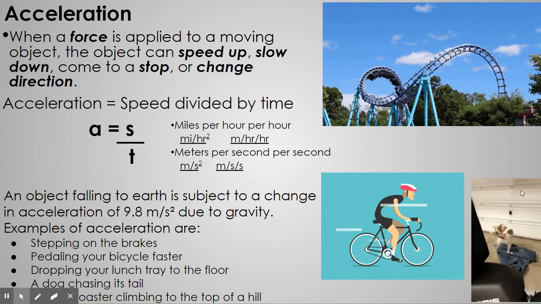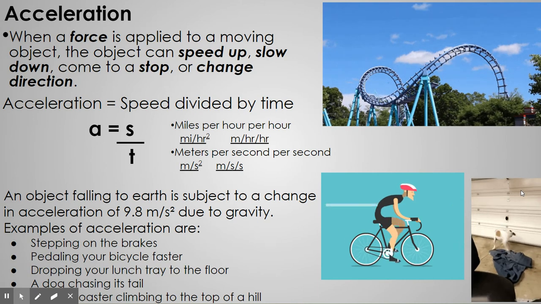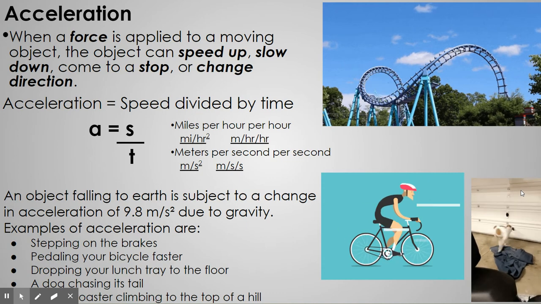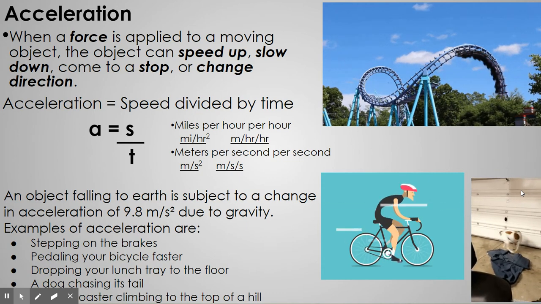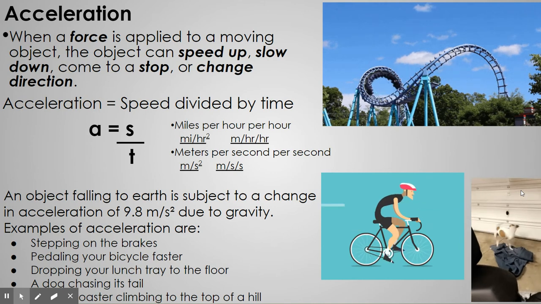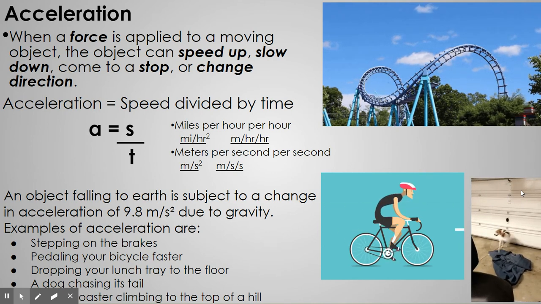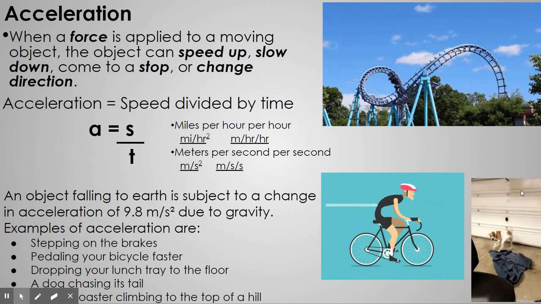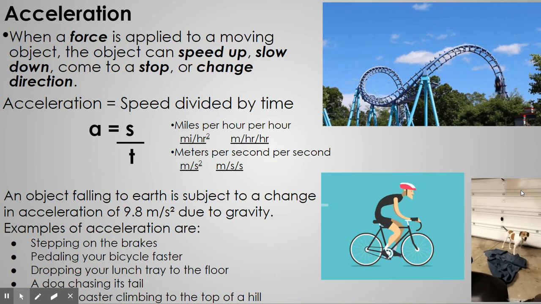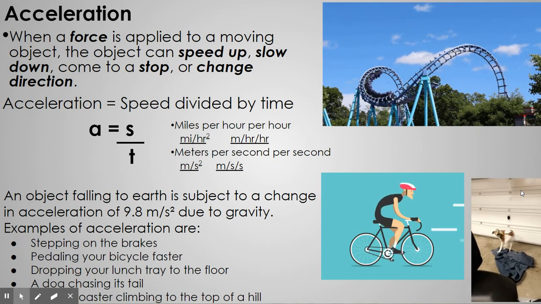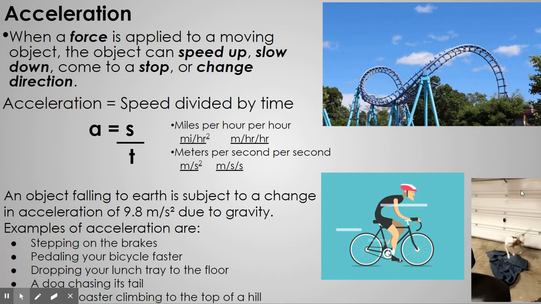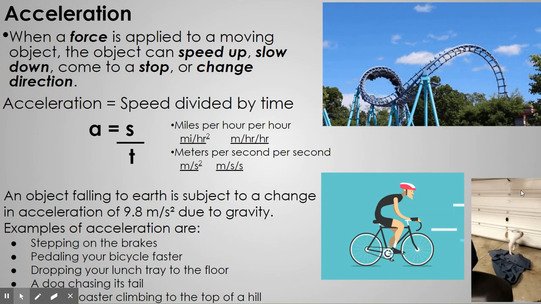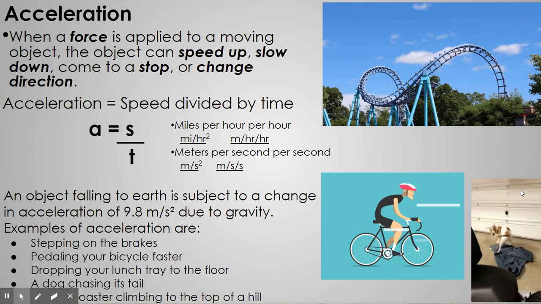Okay, now the formula you can put on your paper is speed, distance divided by time again, because first you would find the speed and then you would divide that by the time you were finding the speed to see how the speed changed, because acceleration is a change. But you're never going to be asked to calculate that in our class, so don't panic, okay? If you would like to add some examples of acceleration on the back of your paper, that's a great idea. There's a few here listed for you: stepping on the brakes, pedaling your bicycle faster, dropping your lunch tray, the dog chasing its tail over here, all of those things.